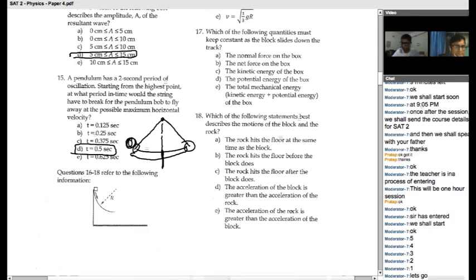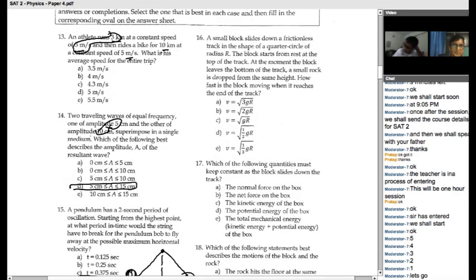16th. I don't know. I think it's B or D. I'm not sure. Can you explain to me how that is? Is it either B or D?